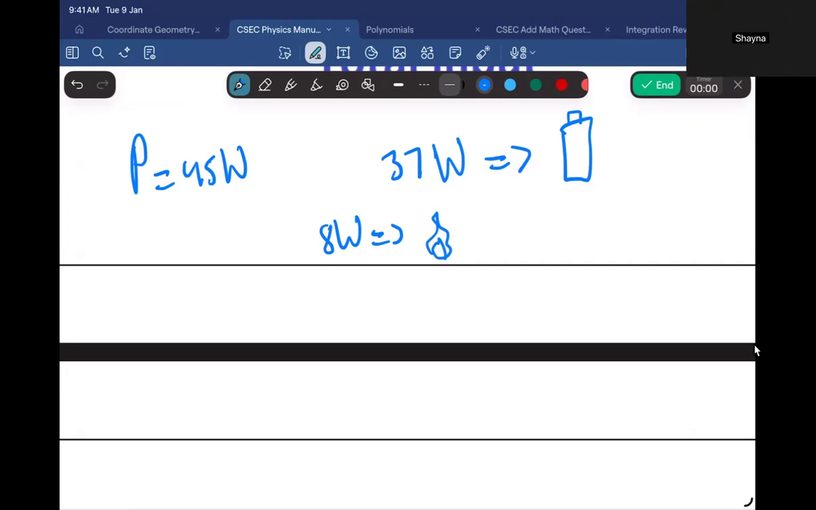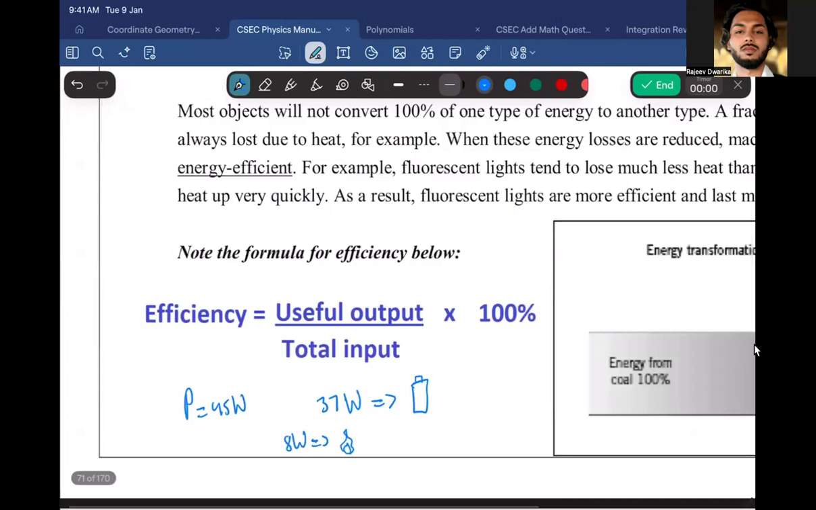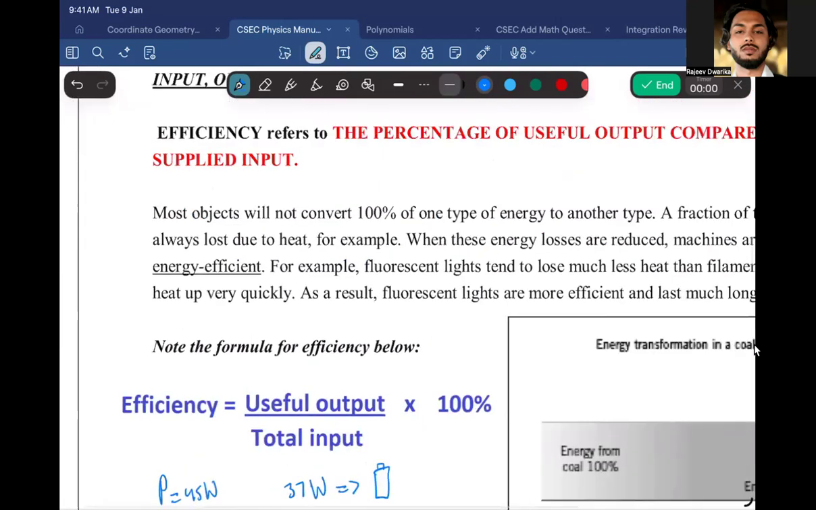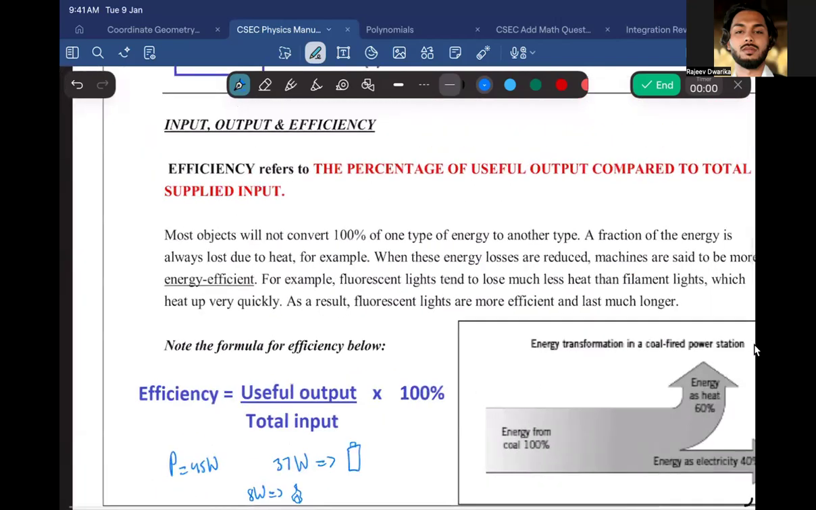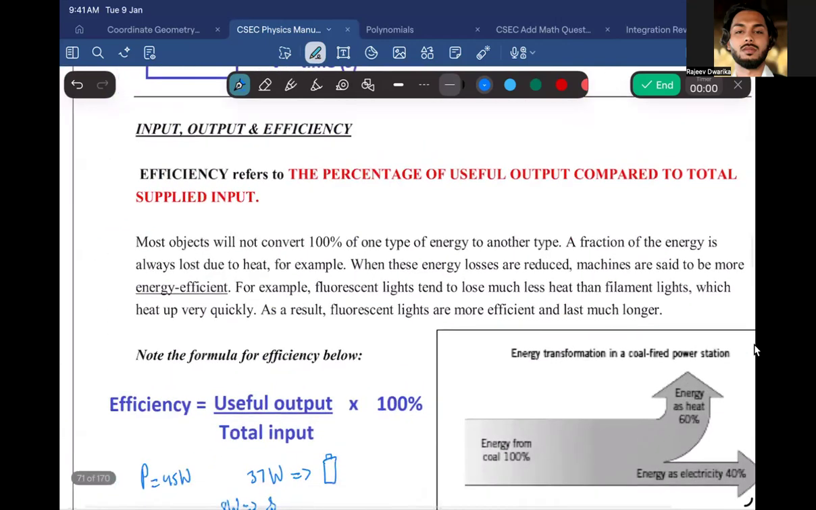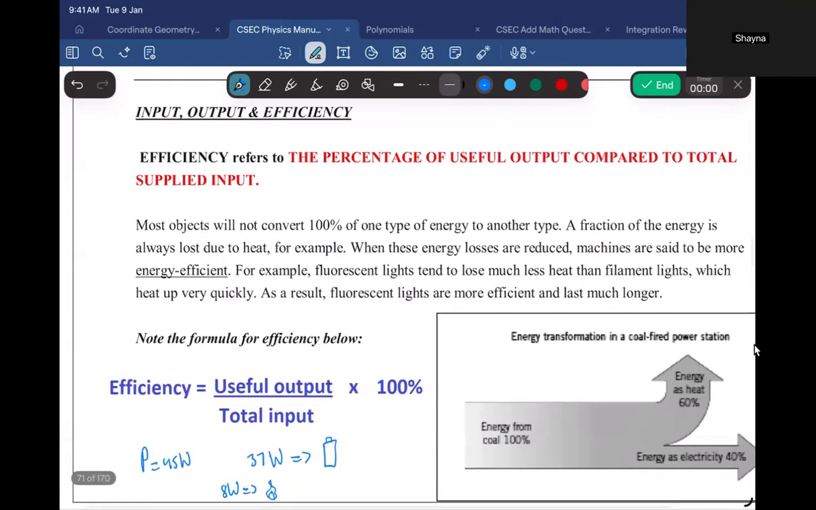It would be the 37 over 45. Yes. And you'd multiply that by 100, right, to get your answer as a percentage. So that's essentially the formula. The formula is just useful output over the total input by 100%. So you copy that down. So efficiency is equal to useful output over total input by 100%.